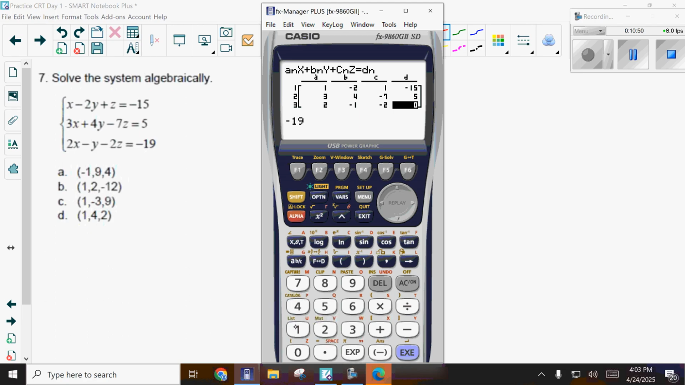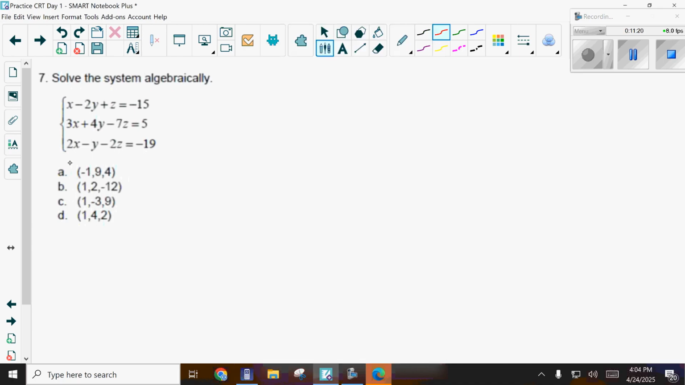Now you want to do a quick check before you hit enter. You got to make sure that all these numbers are right. So it's 1, -2, 1, and -15, 3, 4, -7, and 5, 2, -1, -2, and -19. One sign mistake, one incorrect number will throw the whole thing off. If you solve it, the top one is the X, the middle is the Y, and the third one is the Z. So our correct answer for number 7 should be choice A.